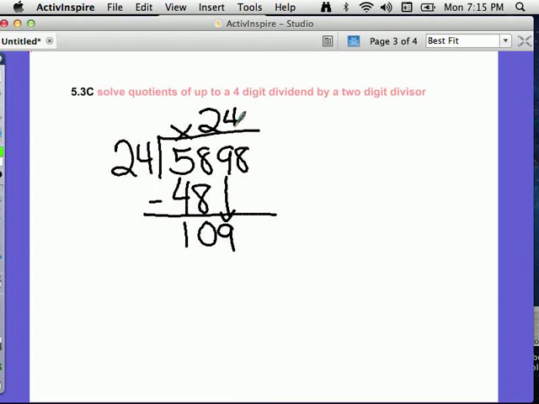So we'll try 4 times. 4 times 4 is 16. If I carry my 1, 4 times 2 is 8. Plus 1 is 9. Yes. Now, we're going to subtract that.